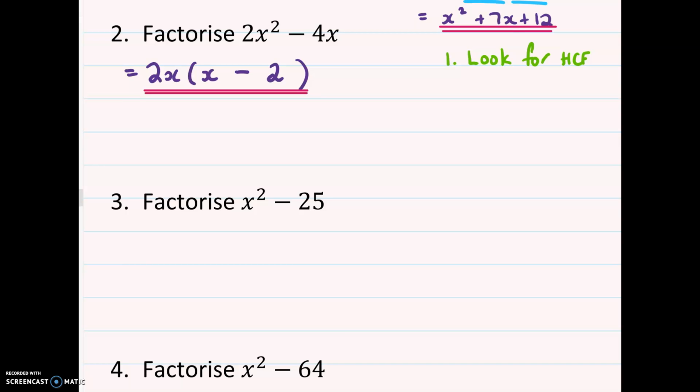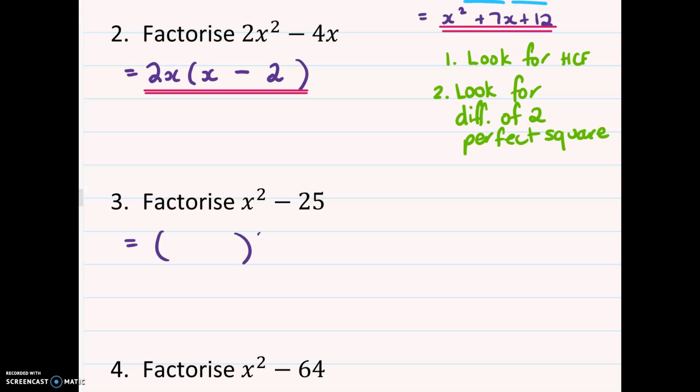If, like number 3, you look for the highest common factor, there is nothing common to x squared and 25. So the second thing you're going to check, look to see if it's what you did yesterday. Look for the difference of 2 perfect squares, and that's what this one is. So I can see straight away x squared is obviously a perfect square, and 25 is a perfect square. So that tells me I'm going to have 2 brackets. They're going to be identical, except one's positive, one's negative. I put the square root of x squared at the front of each bracket, and the square root of 25 at the end of each bracket.